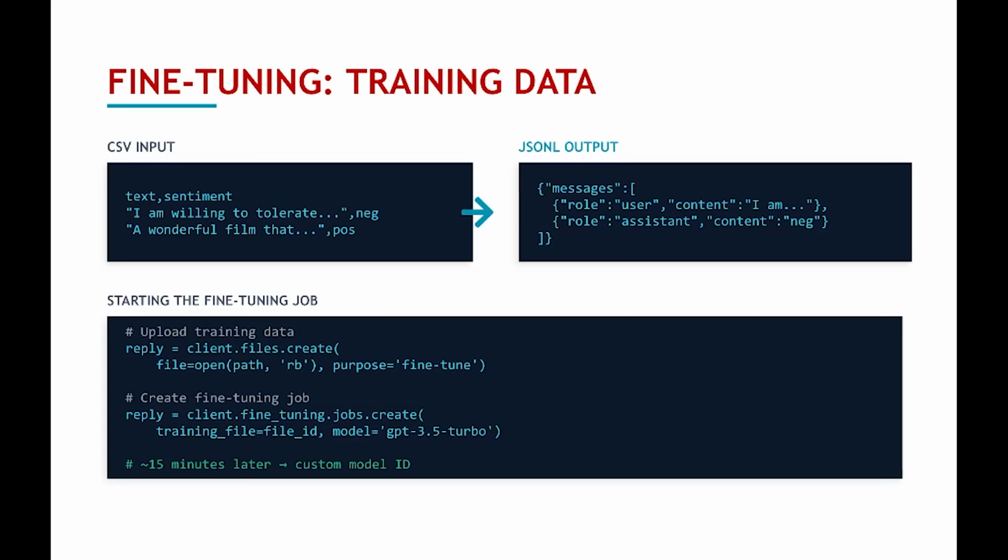The code to start fine-tuning is straightforward. Upload the file, create a job, and wait for several minutes, maybe 15 minutes. You will need at least 50 samples for the fine-tuning to be effective. And in our sample here, you can see we use 100.